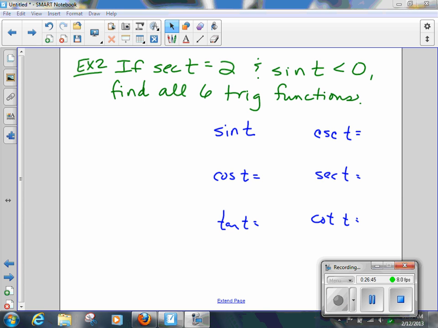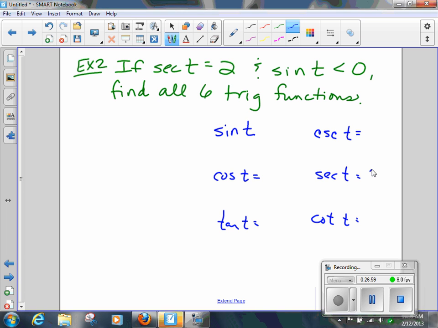What do you know? If you don't get anything else right, what are you going to get right? You're going to get secant right, which is 2. Or actually, it's 2 over 1, isn't it? How will that help me? I can go ahead and figure out cosine, which is what? Oh, okay. That might help. What else do I need to do now?